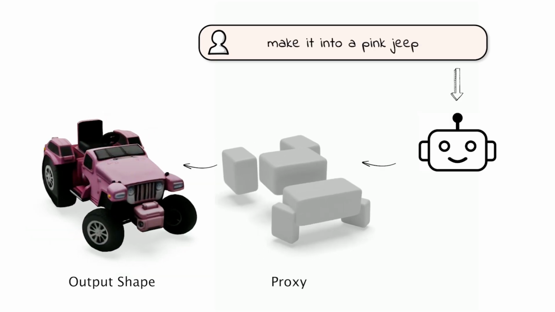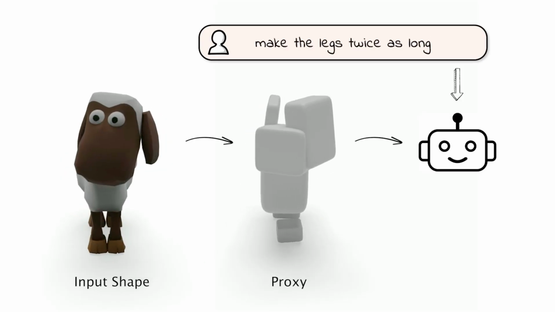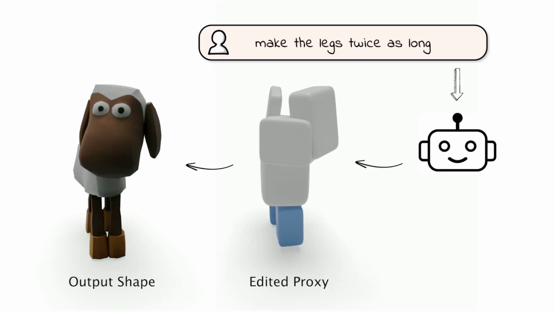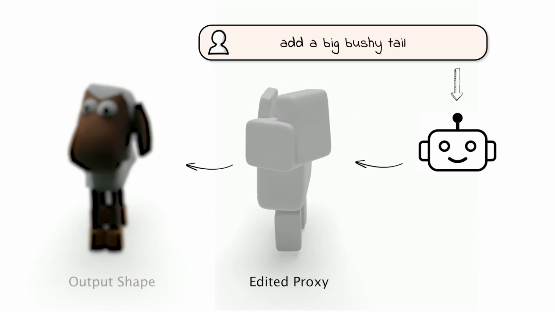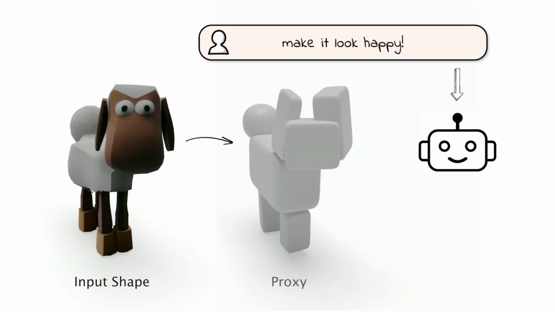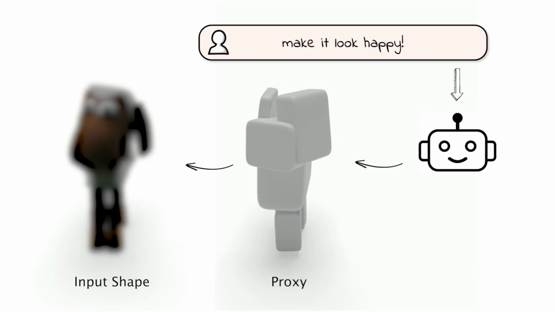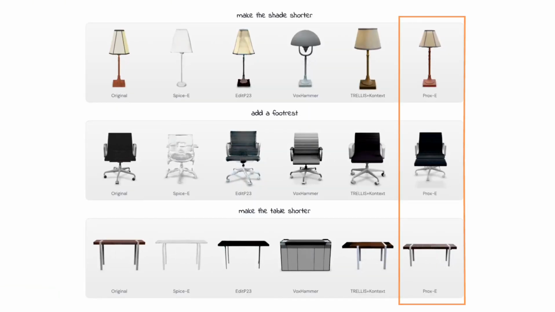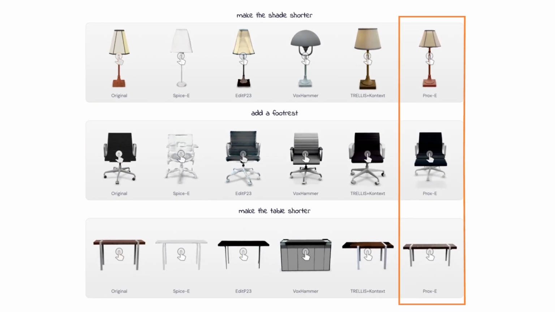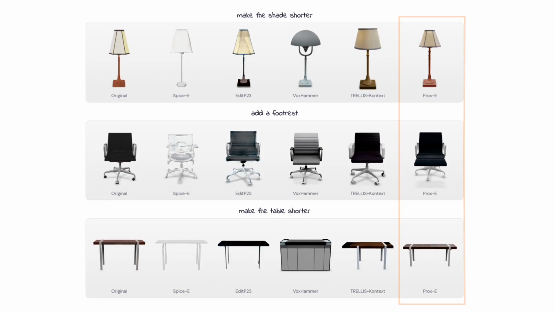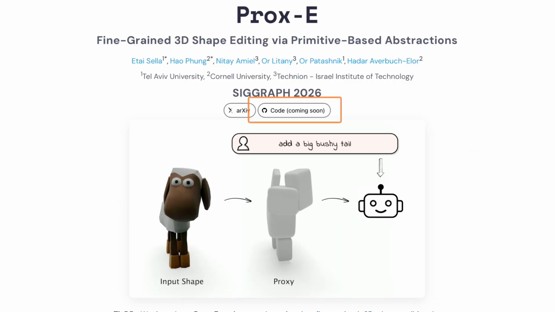Same with a sheep. Rotate the head 30 degrees, make the legs twice as long, add a big bushy tail, make it look happy. The output sheep is smiling with long legs. The original shape is preserved everywhere you didn't touch. They also benchmark it against 4 other methods, and Prox-E wins on preserving the original shape while nailing the edit. Code is coming soon? Stay tuned.